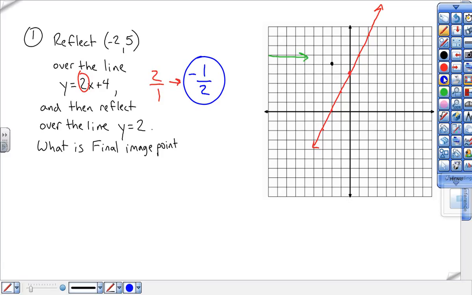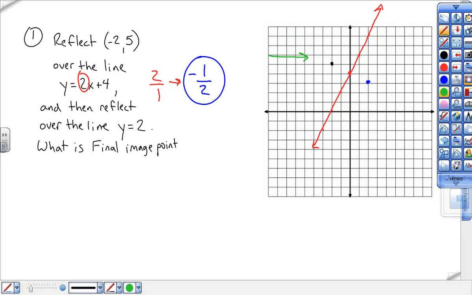So from that point, over 2, down 1, over 2, down 1. That is the first reflection. You can see equal distance on either side of that line at a 90-degree angle. If I was to draw that 90-degree angle line, look at that, perfect 90-degree angle.